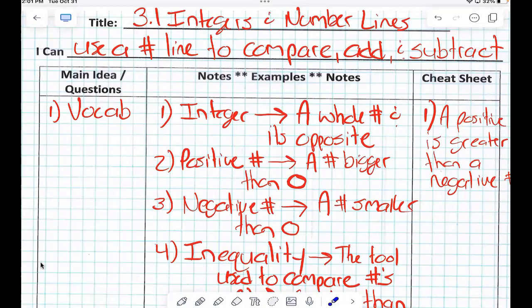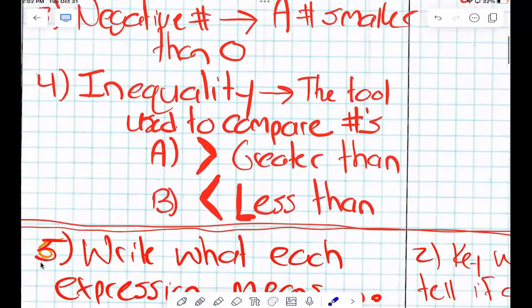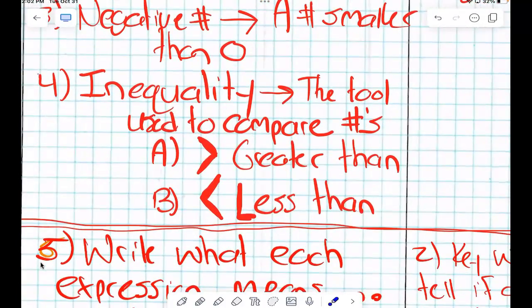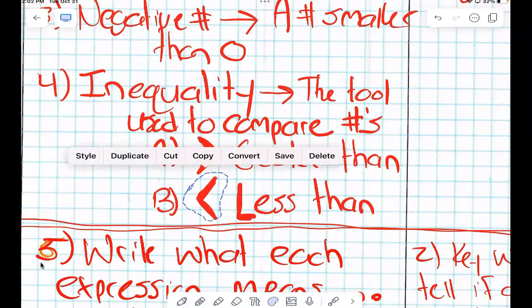Positive numbers. What side of a number line are positive numbers? What side of a number line are negative numbers? Left side. Inequalities. Do you guys remember how to tell the difference between less than and greater than? What can you do with the less than sign? Make it into an L. Like that? Yes. Okay, so you can make it into an L. That means less than. Okay, cool.